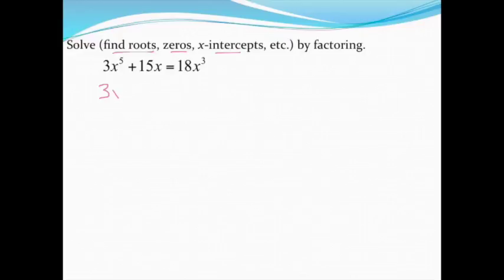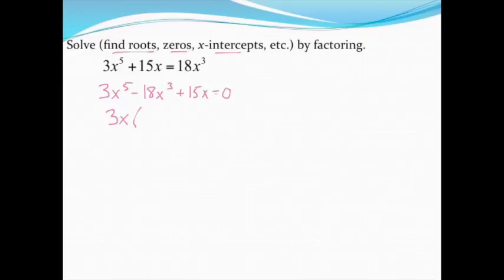So let's do 3x to the 5th. I'm going to subtract off that 18x to the 3rd, and of course put that in between because I want to be in descending order. So plus 15x, and now I'm equal to 0. Always start with greatest common factor. That's what's nice about using the flowchart. It tells you right away, look for greatest common factors. There's a 3 all terms can be divided by, and everything has an x in common.